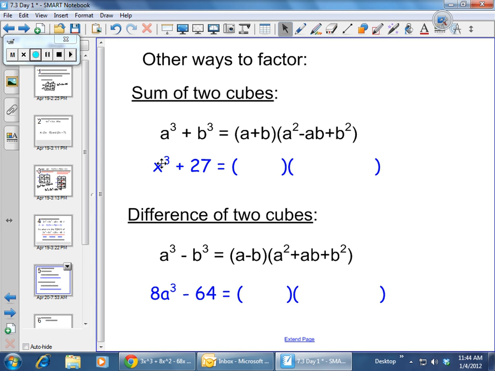And so the example I have is x to the third plus 27. Well, in this case, instead of a to the third, it's x to the third. So x will be a. And instead of b to the third, I have 27. Well, 27 is 3 to the third.